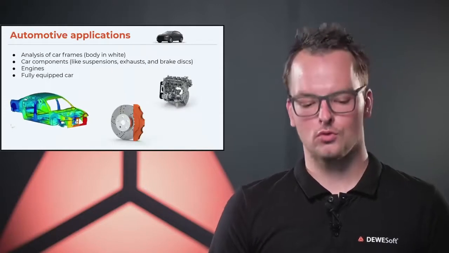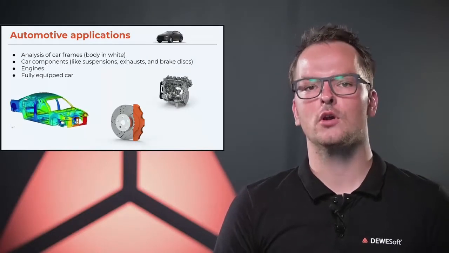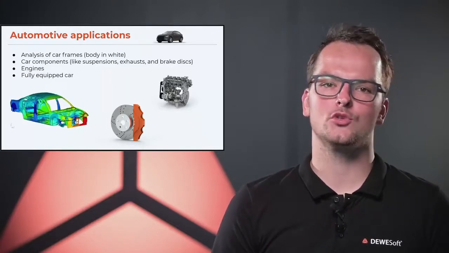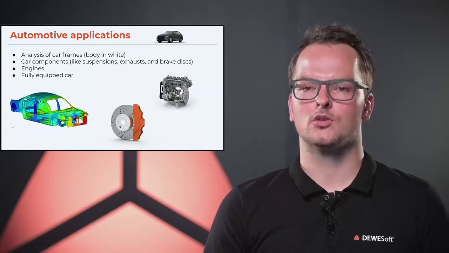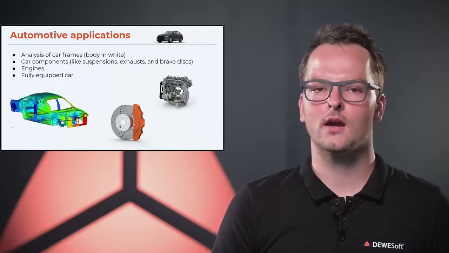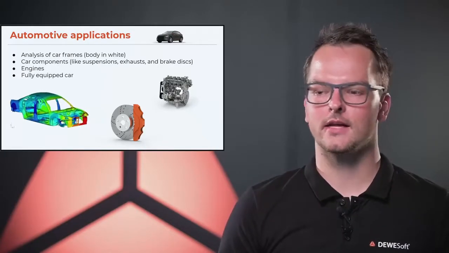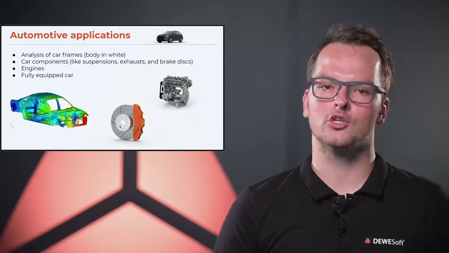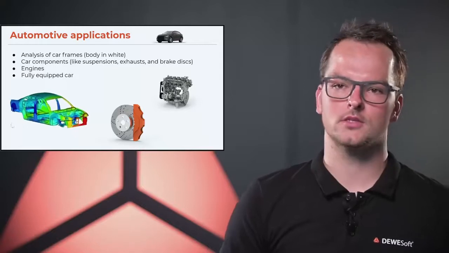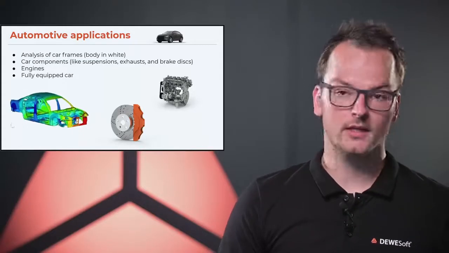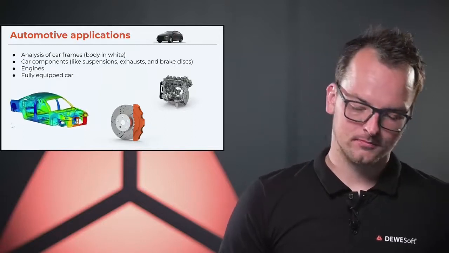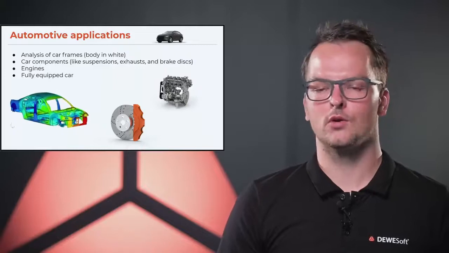So if you go into each application more deeply, where modal analysis is used. So for example, it's used on the car frames. So the customer places accelerometers all around the car frame, excites it with a shaker, and then takes a look at how the structure behaves. Then we can test each car component individually, from suspensions, exhausts, brake discs. On the other hand, they can also test engines and at the end, fully equipped car.